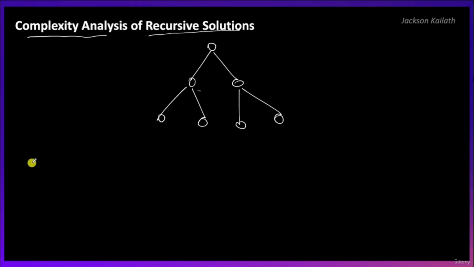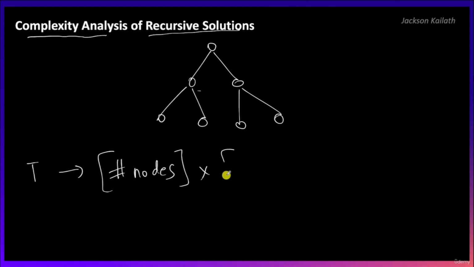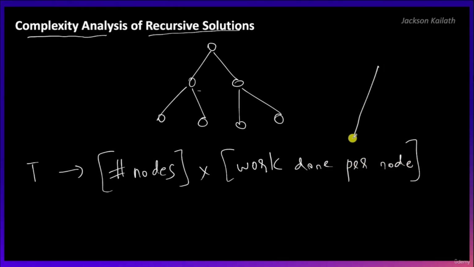Now, to find the time complexity, all you need to do is identify the number of nodes that are there in the recursive tree, and then multiply this with the work done in each node. You will see more of this in action in different videos where we discuss the time complexity of recursive solutions. So this is the general case.